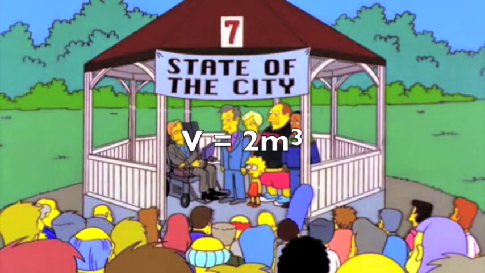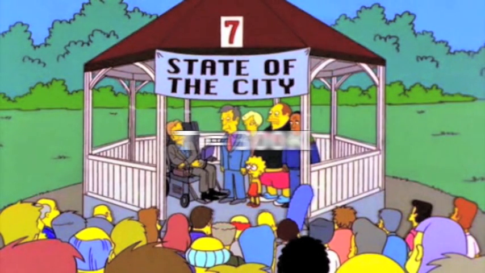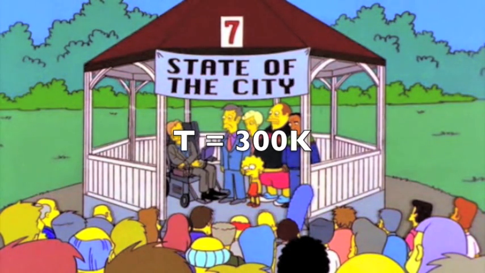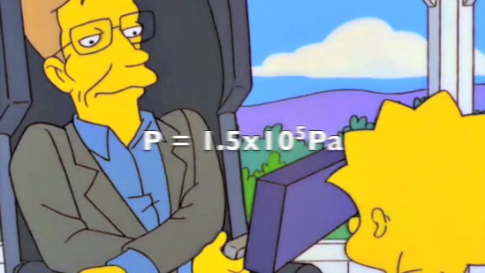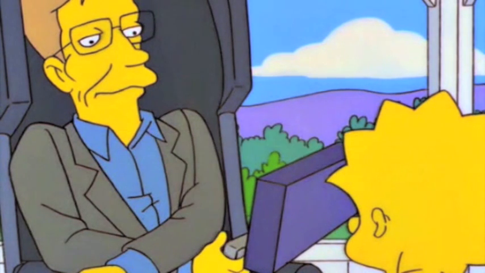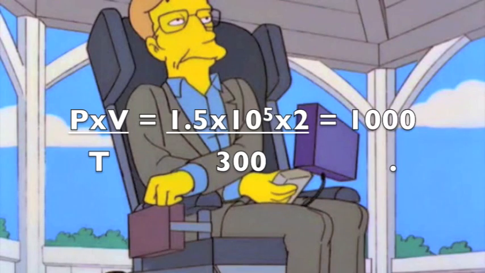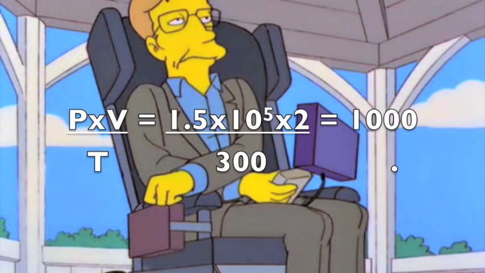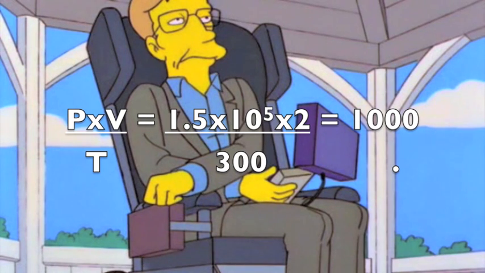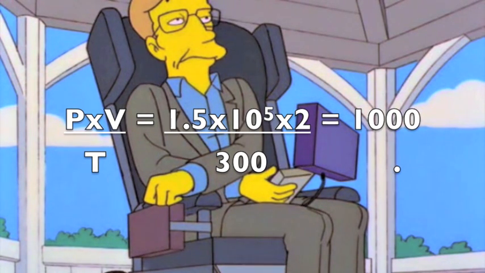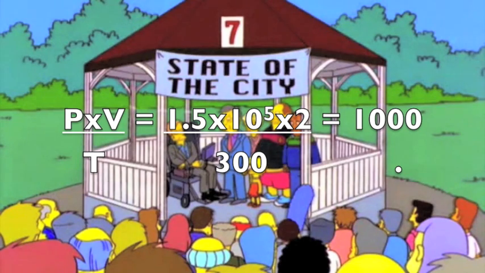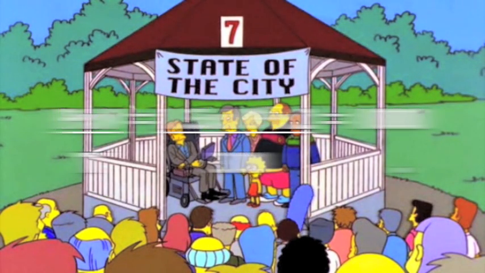Imagine the gas trapped in a weather balloon. The volume is 2 meters cubed at ground level where the temperature is 300 Kelvin, 27 degrees Celsius, and the pressure is 1.5 times 10 to the 5 pascals. P times V divided by T equals 1.5 times 10 to the 5 times 2 divided by 300 equals 1000.